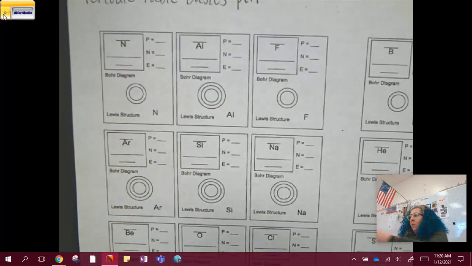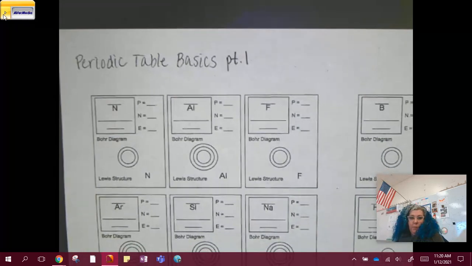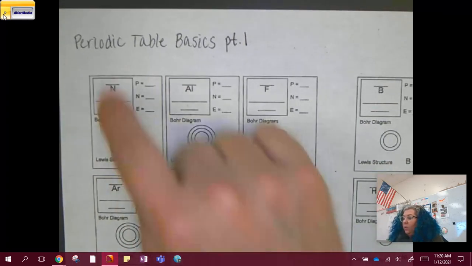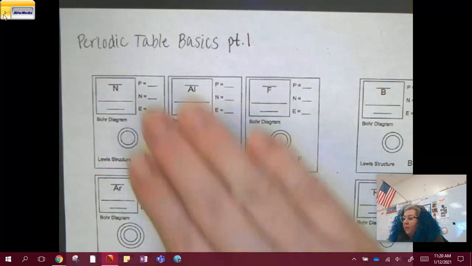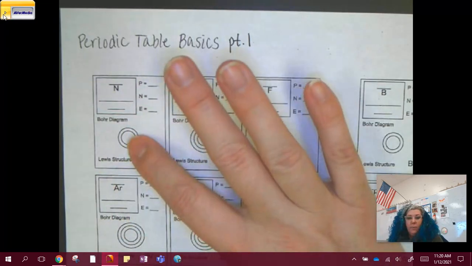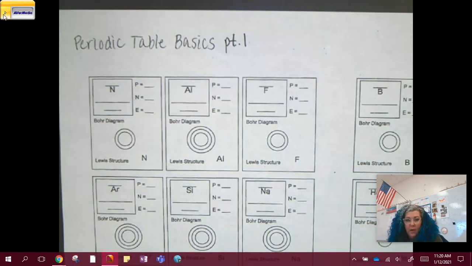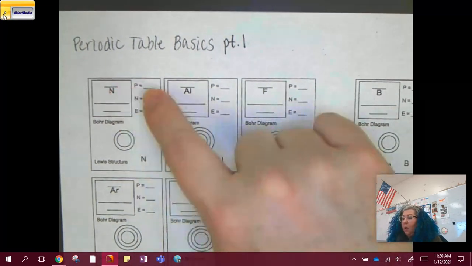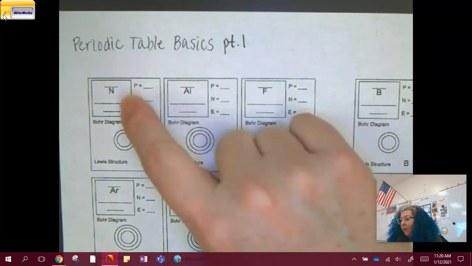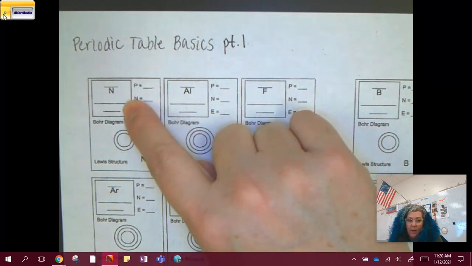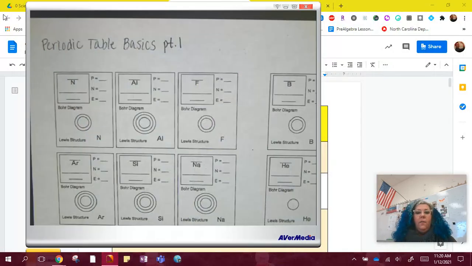So this is the periodic table basics sheet. We're going to do the first half today, which is just the part with the squares. We are not doing the diagrams or the structures today. We're going to do that another lesson. We're only focusing on how to find protons, neutrons, and electrons and how to read each element on the periodic table.